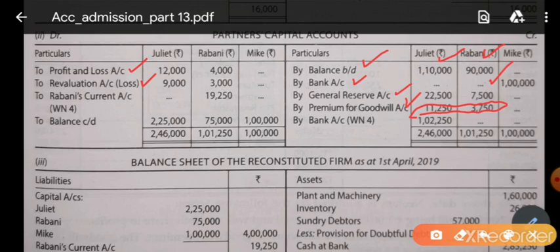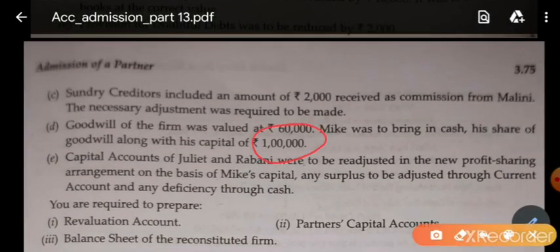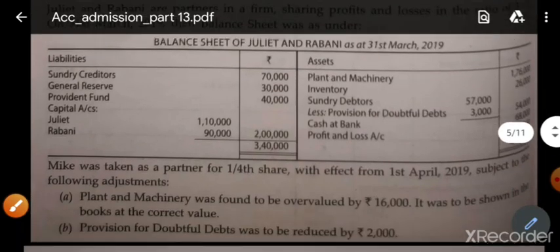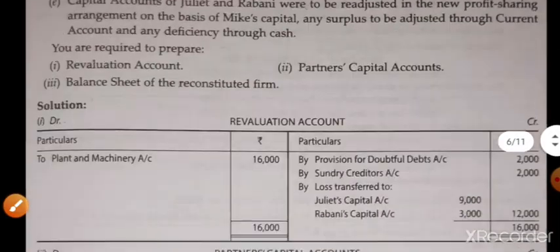And how do we calculate new capital? First of all, we calculate the total capital of the firm on the basis of the new partner's capital and his share of profit. So what is the new partner's capital? It is already given, 1 lakh rupees. And what is the new partner's share of profit? That also will be given. Mike is coming into the business for 1/4 share. So 1 lakh is equal to 1/4. So how much is equal to 1? We can easily calculate: 1 lakh multiplied by 4/1.